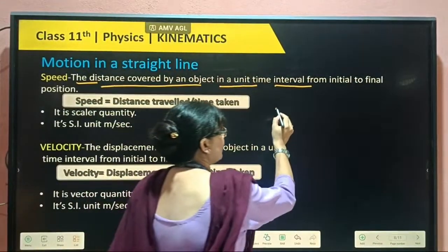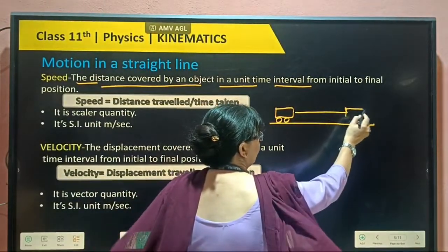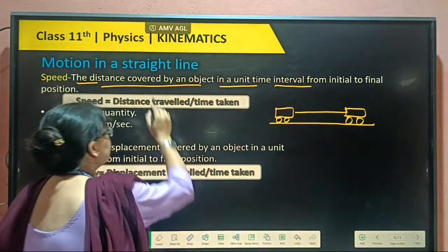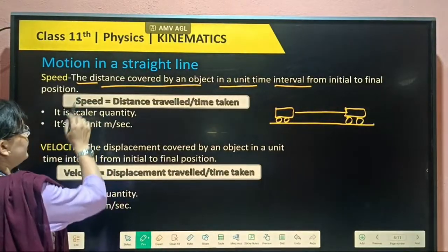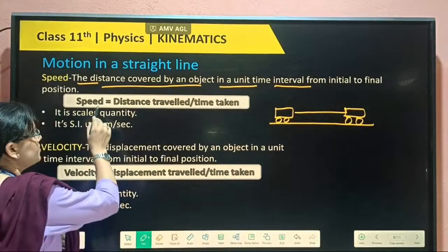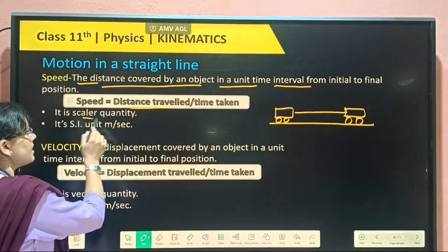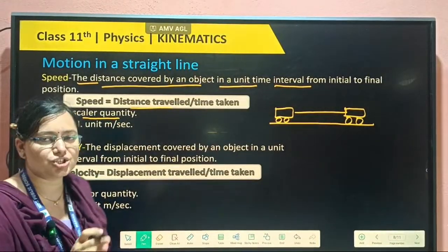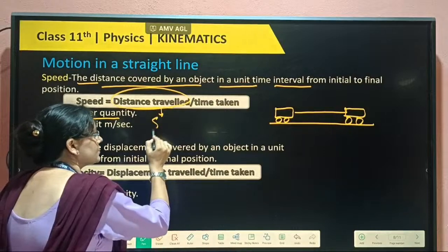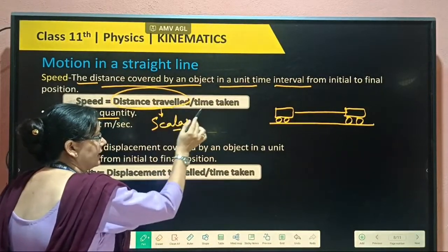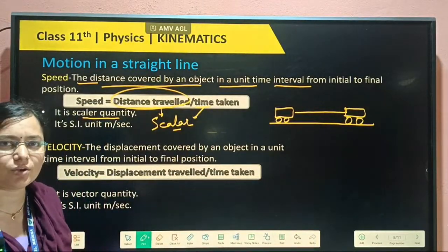Here we take any object moving on this plane, reaching this point. How much distance is covered by the body, and in how much time, that we call speed. Speed is the distance traveled per unit time. It is a scalar quantity because it is a ratio of distance by time, and distance is a scalar quantity, and time is also a scalar quantity. If we take the ratio of scalar quantities, it will give us a scalar only.